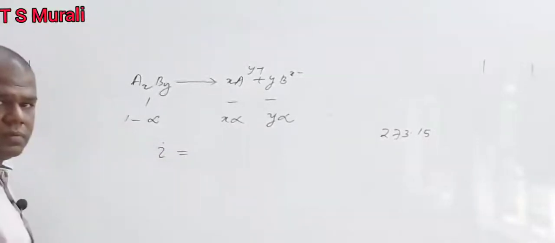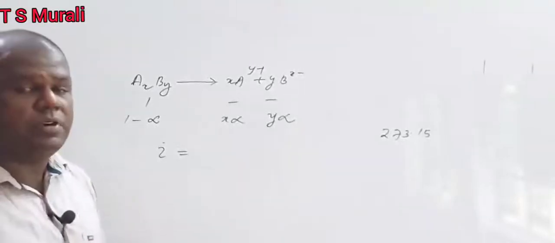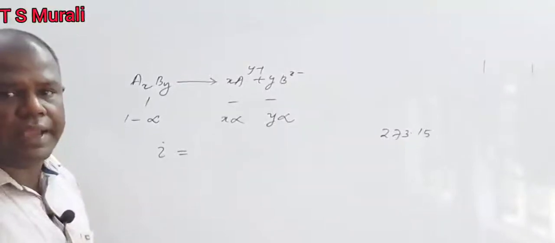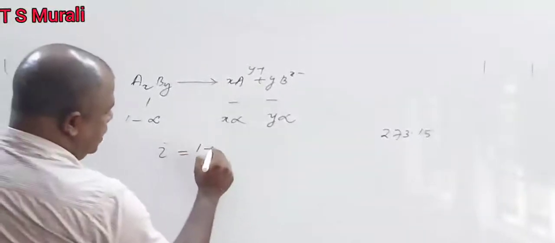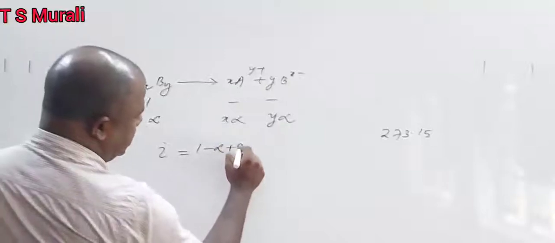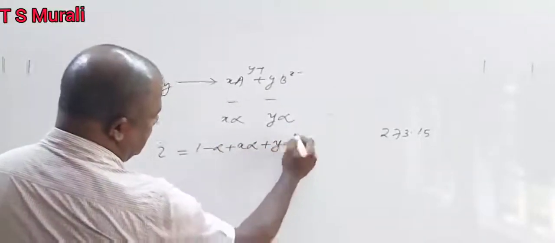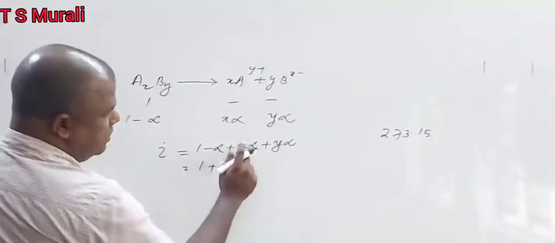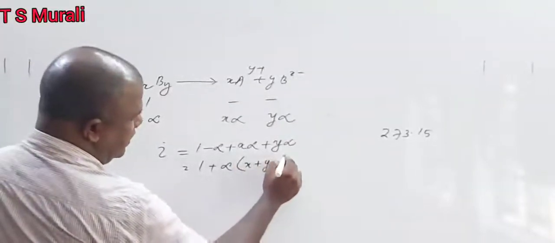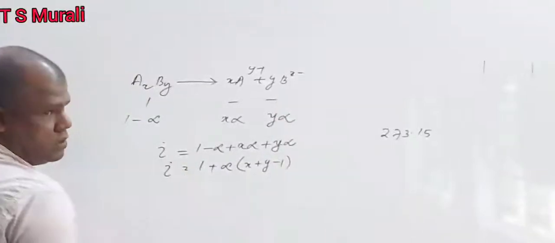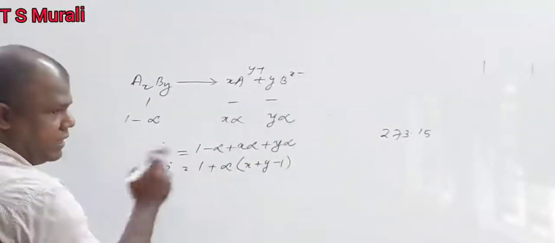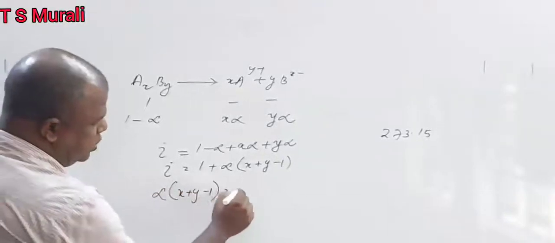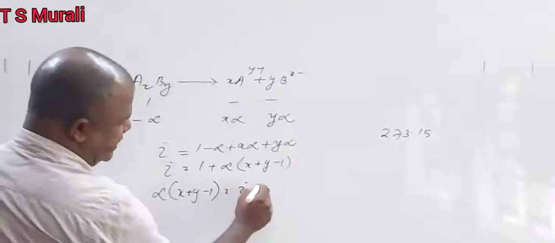i. That is the logic. Total number of the particles present in the mixture, that is actually i. i is equal to 1 minus alpha, plus X alpha plus Y alpha. Simply I am taking alpha outside, so I am writing X and Y initially minus 1. i equals, when I am taking X or 1 here, alpha into X plus Y minus 1 equal to i minus 1.